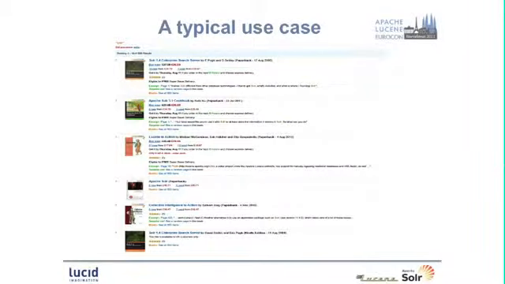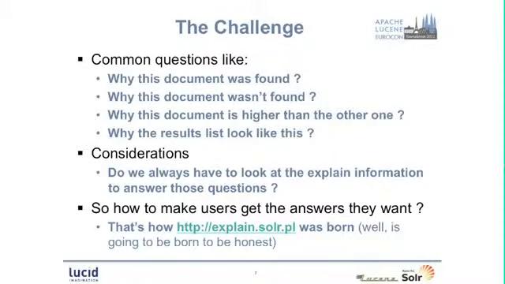So, this is a typical use case. This is actually a search result screenshot from Amazon. I don't know if it's American or British Amazon. With Solr, some example books. The typical user questions are: why was this document found on the list? Why was it there? Why wasn't this document found? It's the other question that you usually hear when you talk with your clients, your boss, your marketing department, when you build your search application.